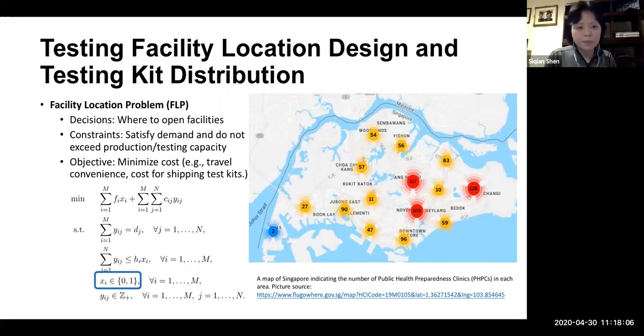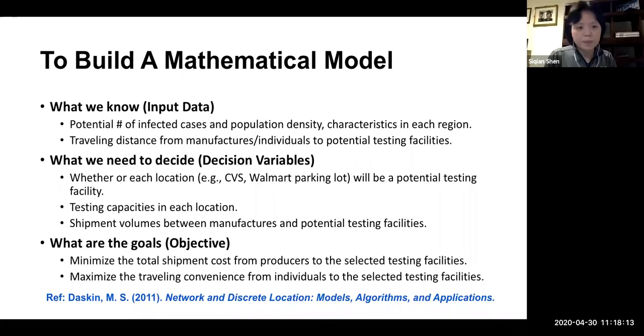And then, as I said, if you want to build a mathematical model, normally there are several questions we need to ask ourselves in order to build the model I just showed you. What do we know about the situation? In this case, the situation is we would like to build facilities. So we need to know the potential number of infected cases, population density, characteristics, and also the travel distance from the manufacturers and individuals to potential facilities.